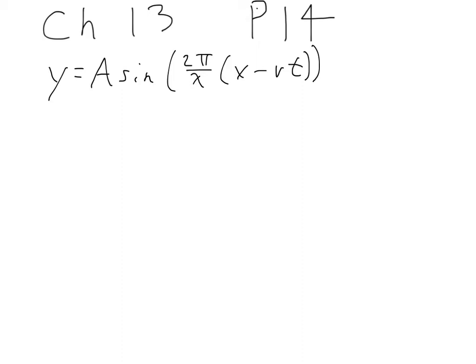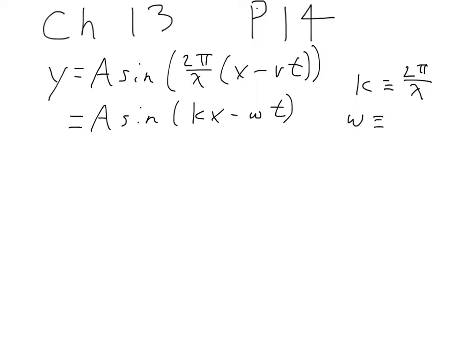And this could be written equivalently as A sine of kx minus omega t, where k is the wave number, defined as 2 pi divided by wavelength, and omega, the angular frequency, is defined by 2 pi divided by the period.